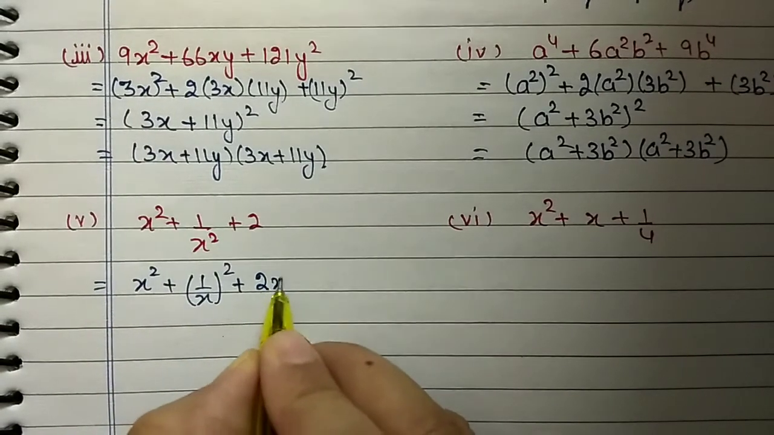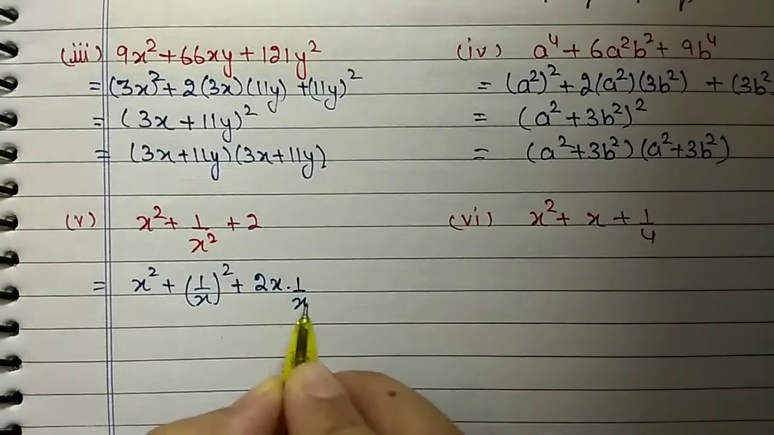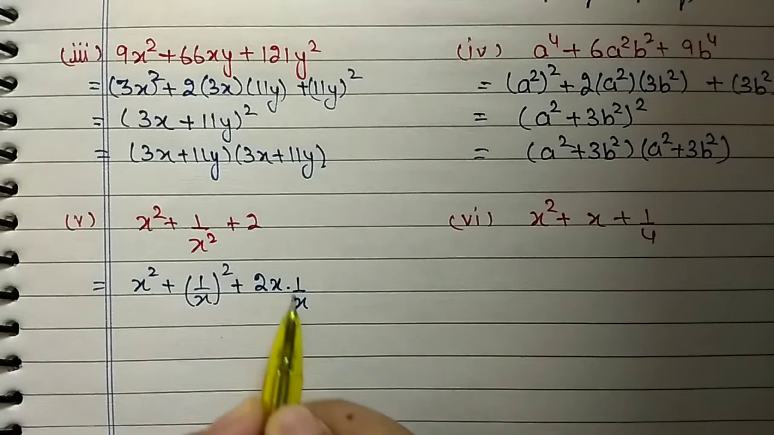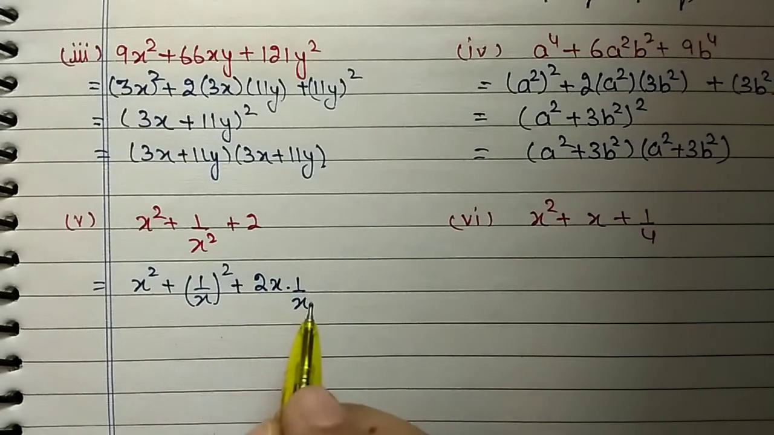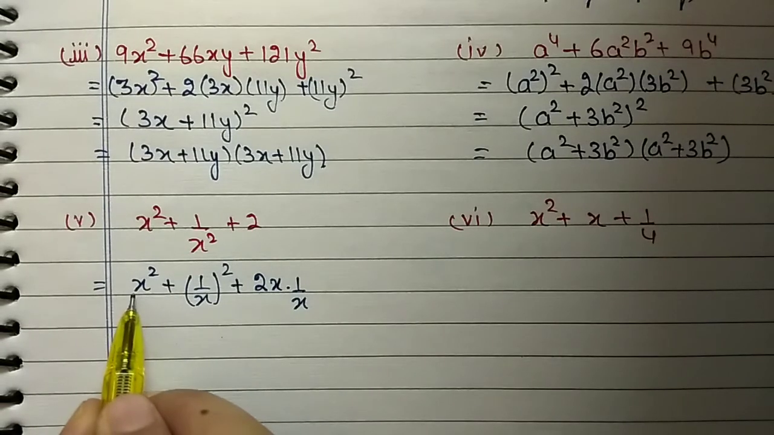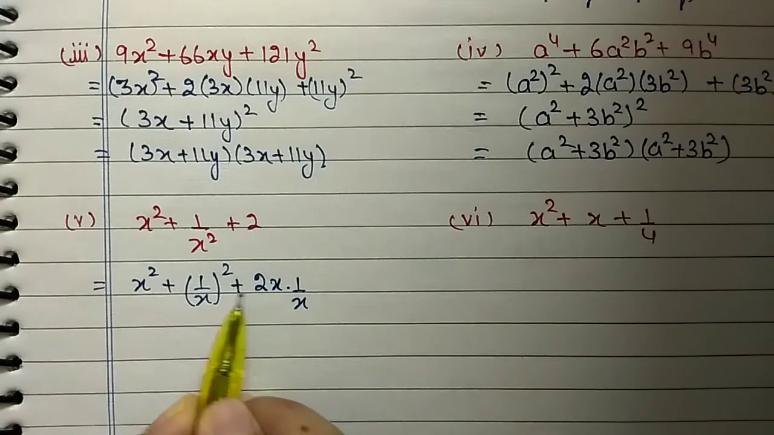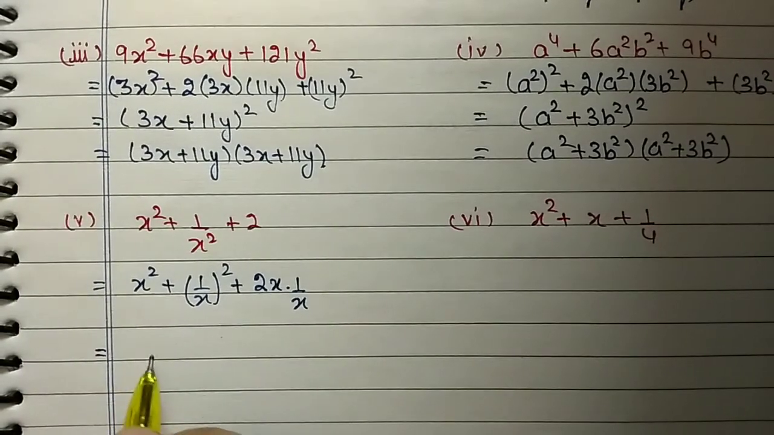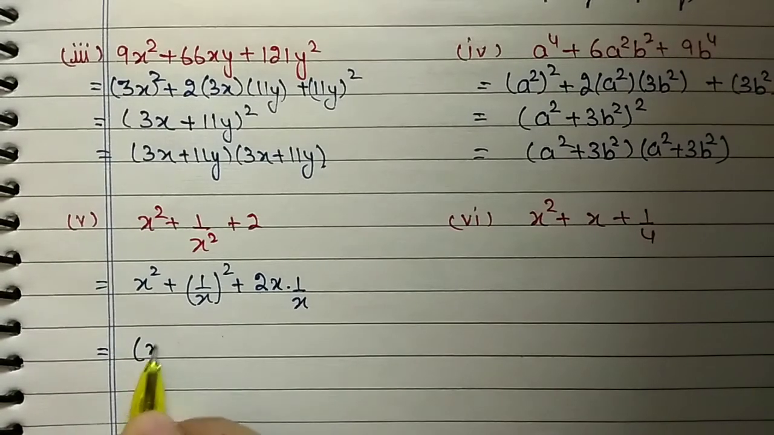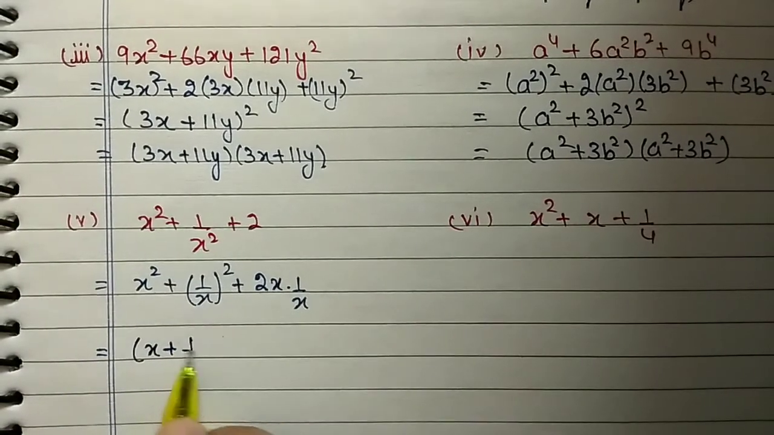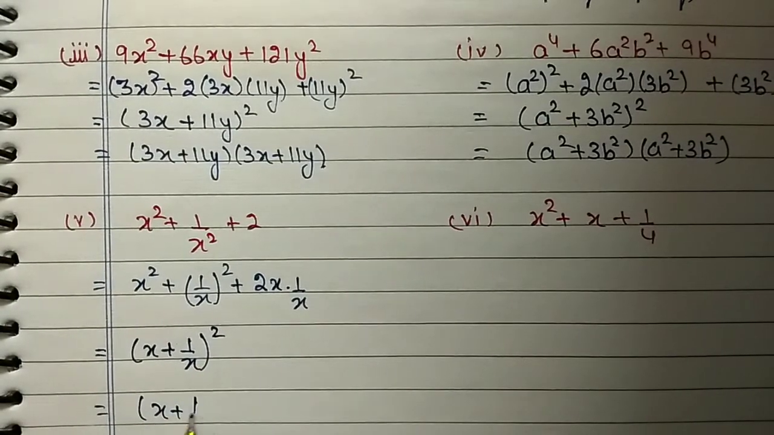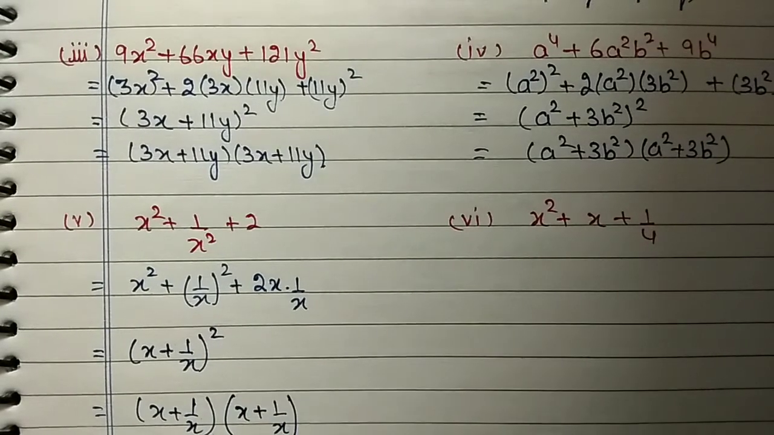So you can see if it is x into 1 by x, then this x and x will cancel out and we will get only 2. So this thing we can write as x into 1 by x. The value is not changing here. So it will become now a square plus b square plus 2ab. So we can write it as a plus b whole square. In place of a we have x, in place of b we have 1 by x whole square. Or we can write it as x plus 1 by x, again another bracket x plus 1 by x.